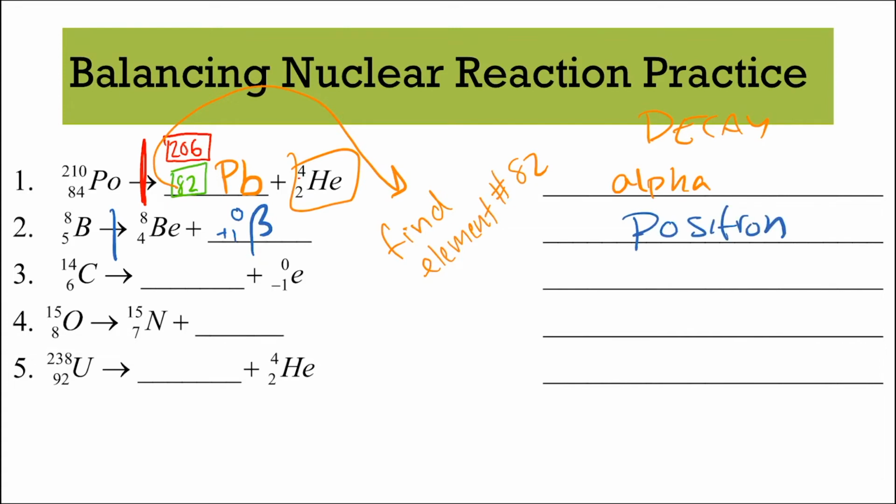Number 3, again, it works the same way. So we have 14 right there. What plus 0 gives you 14? The answer is 14. And then, here's where it gets a little bit tricky. What plus negative 1 gives you 6? And that is 7. So if you think about it, 7 plus negative 1 is 6. And then in order to figure out what element this is, figure out what element is number 7. And that is nitrogen.